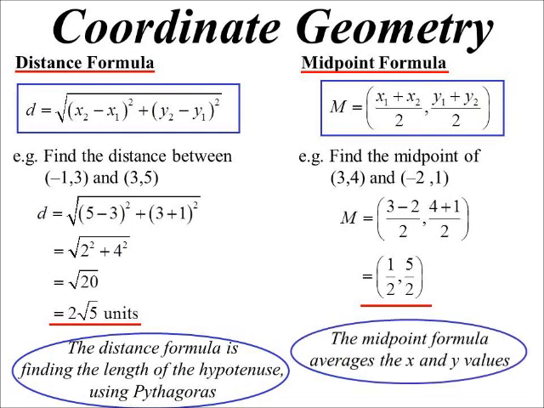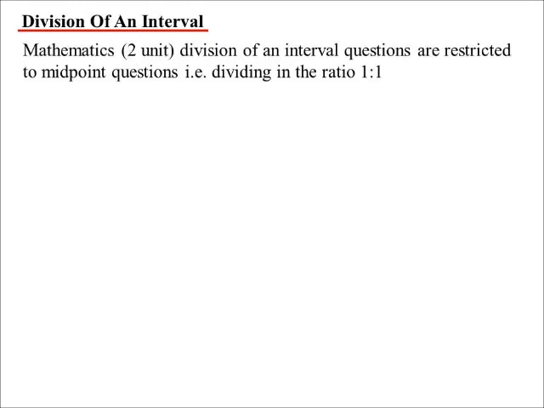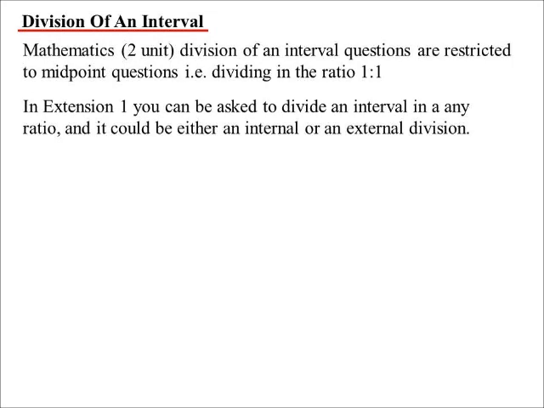Now, in extension, we also look at division of an interval. At the 2 unit level, they pretty much just stick with midpoint. We can find the middle of 2 points, but that's about as far as they go. In extension, we can say, why stop with just the ratio 1 to 1? We can chop up a line in any ratio we like, and that's where we get to this idea of division of an interval. It doesn't have to be an internal division, it could be an external division as well.